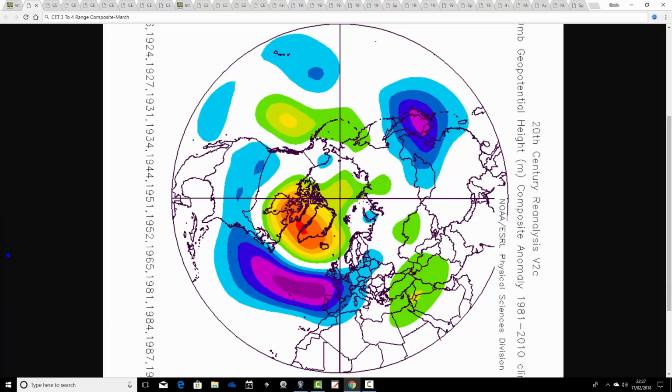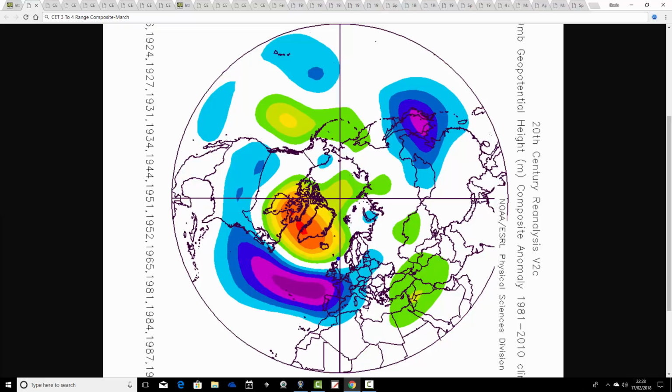So, getting back to what we're looking at: Marches that follow Februaries that were within the 3 to 4 degrees Celsius CET range. We can't show the years individually, but if you combine all of those years, this is what you come out with. Overall, it is quite a cold-looking signal for March. We get a fairly big area of above average heights around Greenland, with below average heights underneath it, and a southerly tracking jet stream there as well. So we're pulling cold air into that trough. That looks like a pretty cold signal for March.